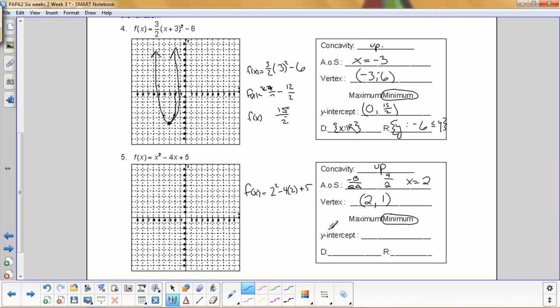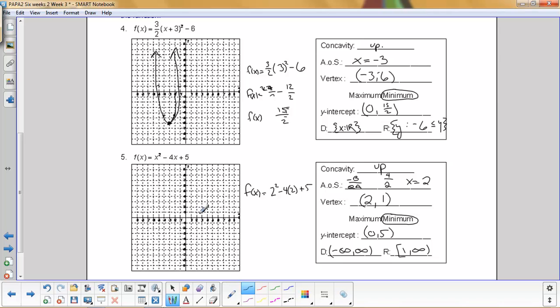Your y-intercept is still found in the same way. You're going to plug in 0 for everything that is an x, and what's left is 5. So the y-intercept is (0, 5). Your domain, let's go ahead and do interval notation here, negative infinity through positive infinity. Your range is going to begin at the number 1 and continue to positive infinity, like so.